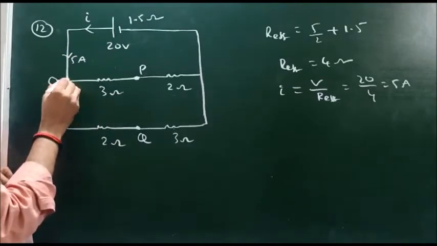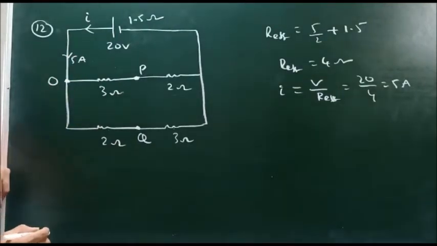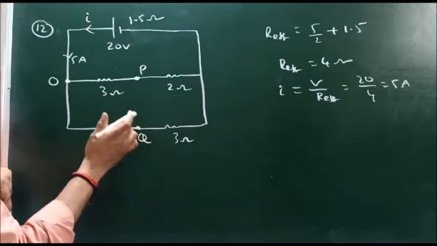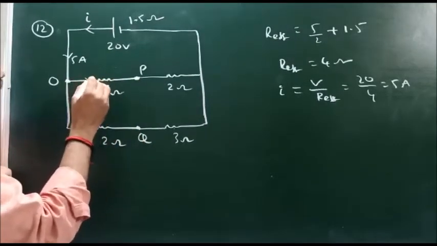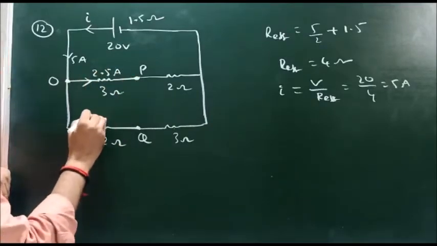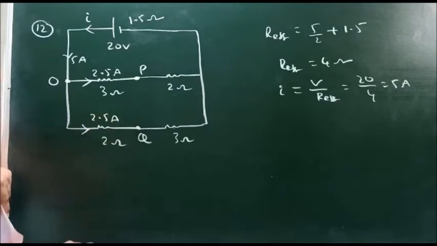So, when this 5 amperes reaches point O, it is divided equally into these two branches because these two branches have the same resistance. Therefore, through 3 ohms, 2.5 amperes current will travel, and through 2 ohms, the same current, 2.5 amperes, will travel.